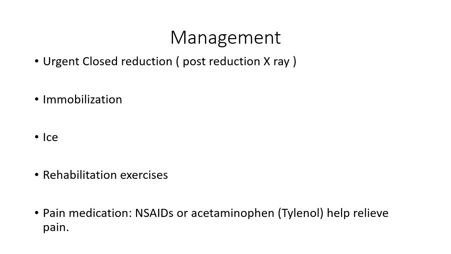The management is to do an urgent closed reduction. The reduction must be under sedation to get the muscles relaxed, and we have to do a post-reduction X-ray. The X-ray should be done pre and post reduction because sometimes shoulder dislocation is associated with tuberosity fracture. After closed reduction, we will do immobilization in an arm sling, ice application, and rehabilitation exercise after that to strengthen the muscle. Pain medication, either a non-steroidal anti-inflammatory drug or acetaminophen, will help relieve the pain.